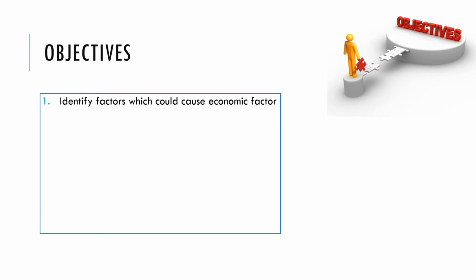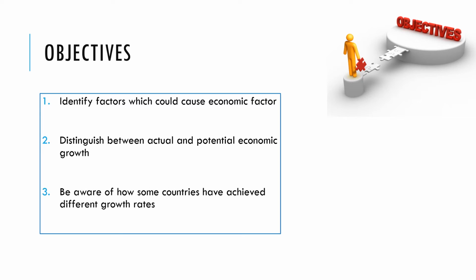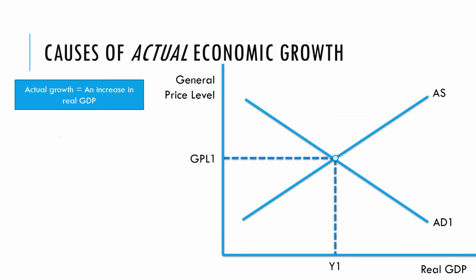In this video, we're going to look at factors which could cause economic growth, distinguish between actual and potential economic growth, and then finally look at a few examples of how countries have achieved economic growth in different ways. So let's start off with actual economic growth. And by actual economic growth, we mean an increase in real GDP.